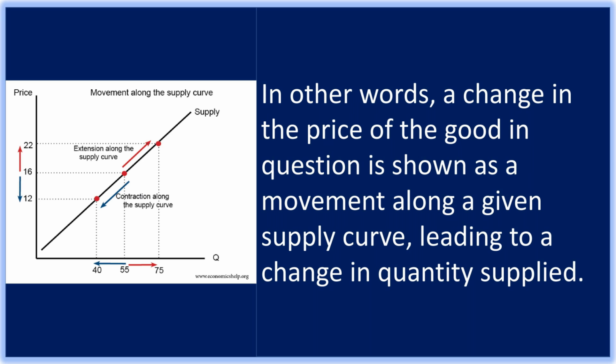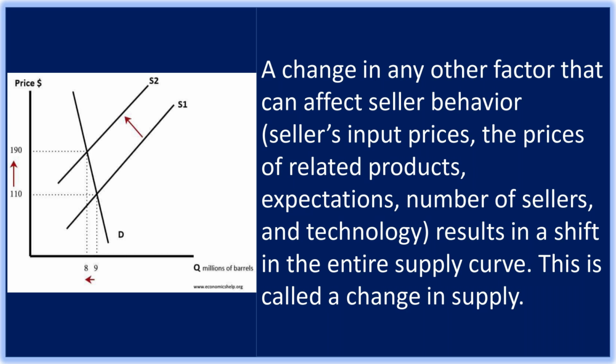In other words, a change in price of the good in question is shown as a movement along a given supply curve, leading to a change in quantity supplied. A change in any other factor that can affect seller behavior, like sellers' input prices, the prices of related products, expectations, number of sellers, and technology, results in a shift in the entire supply curve. This is called a change in supply.